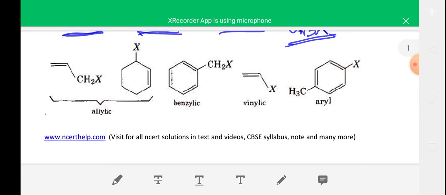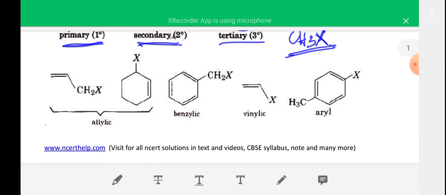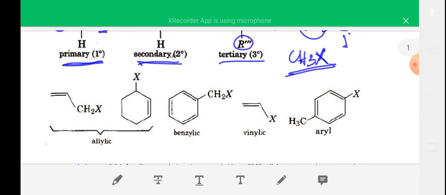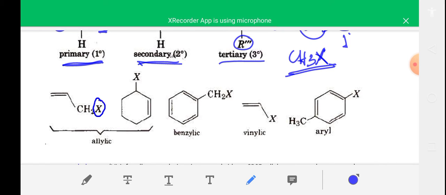Now see allylic haloalkane, benzylic, vinylic and aryl halide. So allylic haloalkanes: if the halogen atom is attached to the carbon atom which is next to the double bonded carbon, then this type of haloalkane or haloarene is known as allylic haloalkanes or haloarenes. Okay, so allylic alkyl halide or allylic haloalkane.